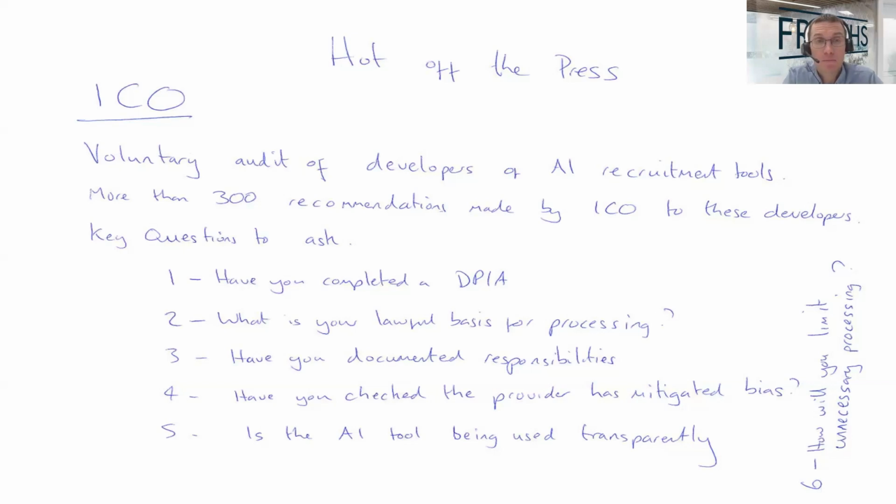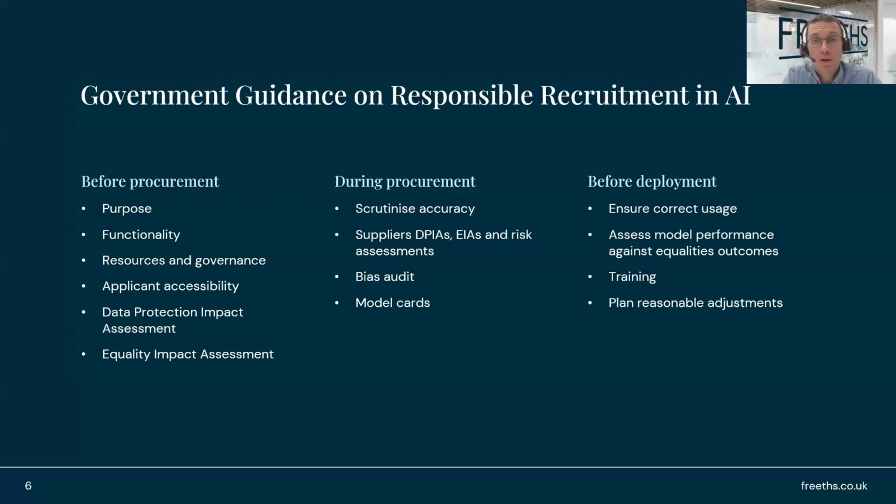Next slide, please. The other recommended reading, it is not a page turner, but it is a really useful document for anyone looking at moving into this sphere, is recent government guidance on responsible recruitment in AI. It's 49 pages long, and really it's essential reading, I think, for anyone looking at going down this path. And broadly speaking, it splits the use of AI within recruitment into 3 sections: before procurement, during procurement, and before deployment.